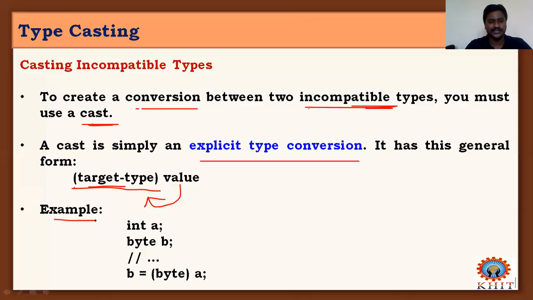Okay, coming to the example here, I have an integer variable a and a byte variable b. So I am assigning this integer variable to a byte variable. This is an incompatible type. It is a narrowing conversion, and it is not performed automatically. We have to do a casting process. The casting syntax is like this: specify the type you are changing to, byte, within parentheses before the value being assigned to the byte variable. So this process is called casting.